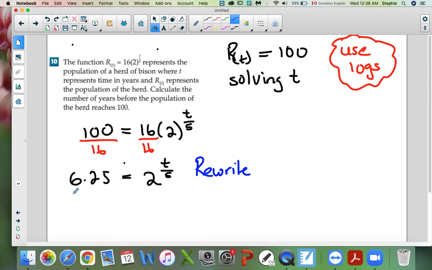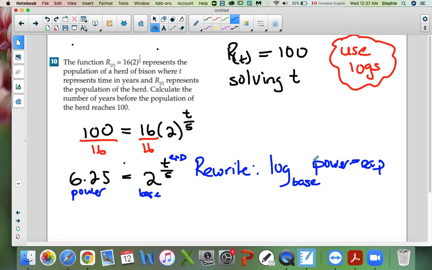So remember, this is called the power. This one's the base. This one's the exponent. You're going to rewrite it so it says log base, power equals exponent. And that's what we're going to be doing here on the bottom. So you're going to write log of the 2, which is the base. The power goes here, equals t over 5.